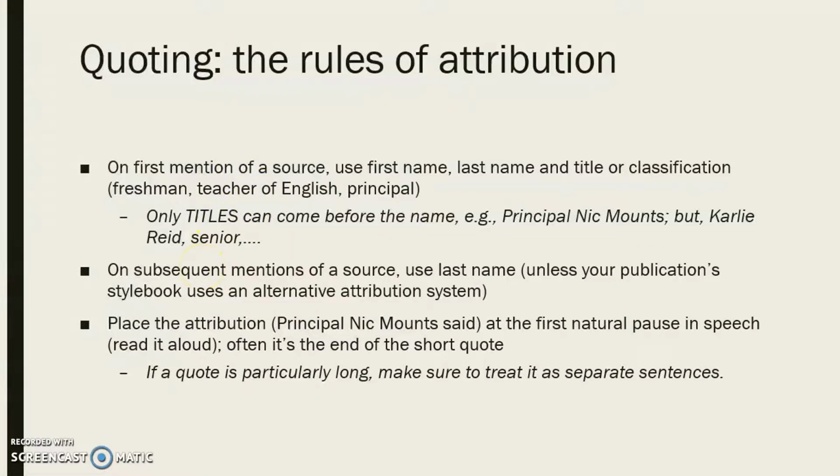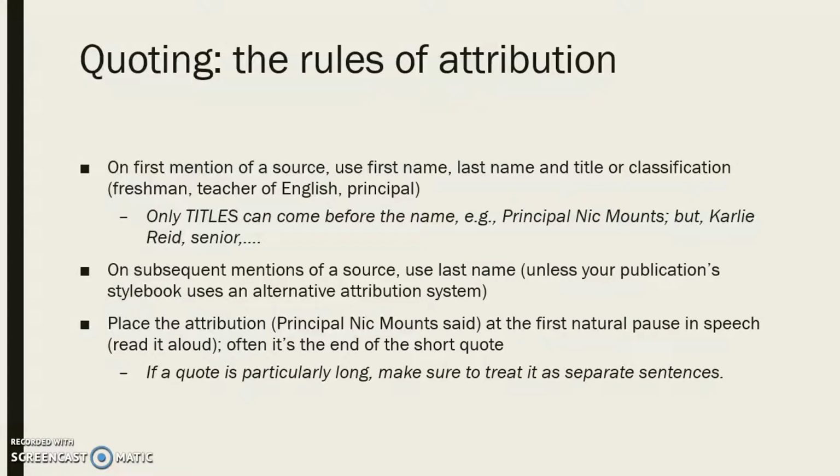Now, on subsequent mentions of a source, you can use last name only, unless your publication style book uses an alternative attribution system. So far, we're sticking with the AP style. Now, we could decide to make an Excalibur style book, and then we could change a couple AP rules, and we can discuss that. But say we decided to use first name for a student. Well, if we do that, we have to always use first name. So for now, let's just keep it as after the first time you use the full name, and then the title or classification. And the second time, you use just the last name. So if I quoted Coach Mounts one time, I would say Principal Nick Mounts, and then the second time I quoted him, I would just call him Mounts.